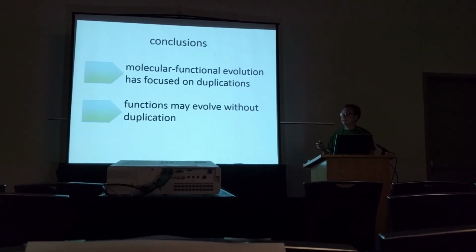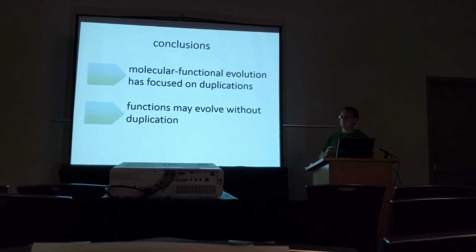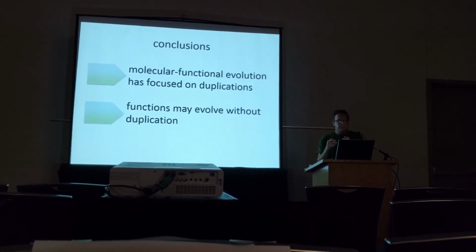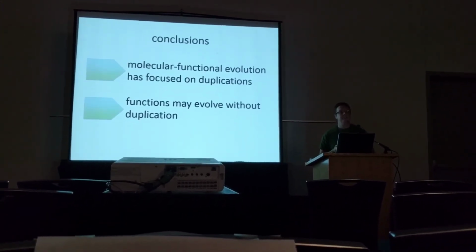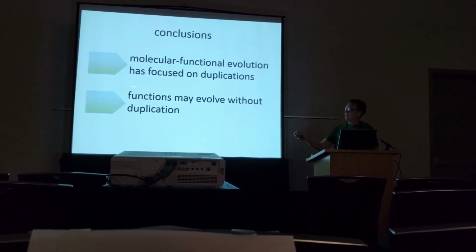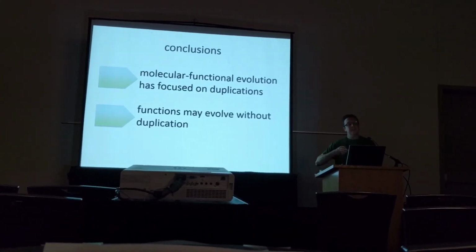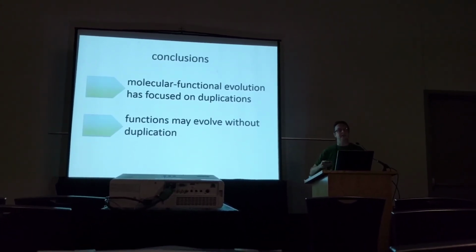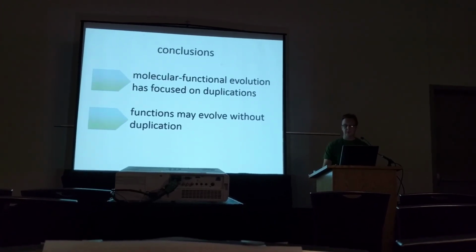And so, our understanding, at least of the mechanistic basis for molecular functional evolution, has really focused a lot on gene duplications. And we do that, I think, because we expect that gene duplications are going to give rise to functional diversity. But taking a systematic approach like this, we can see that perhaps molecular functions can also evolve uncorrelated to gene duplications and may flip-flop between different functional states relatively quickly.